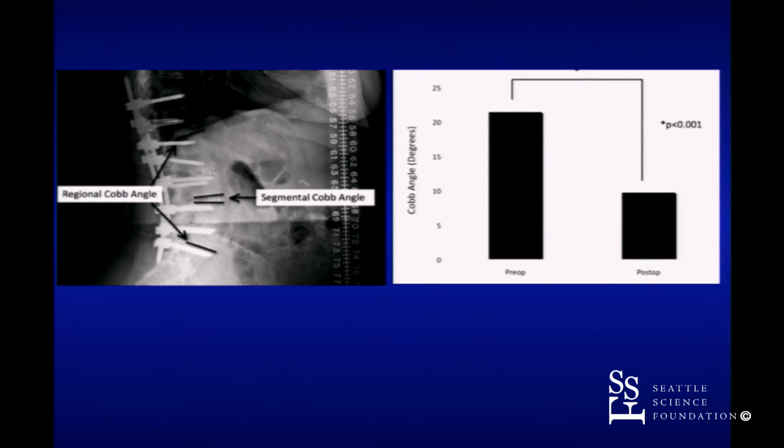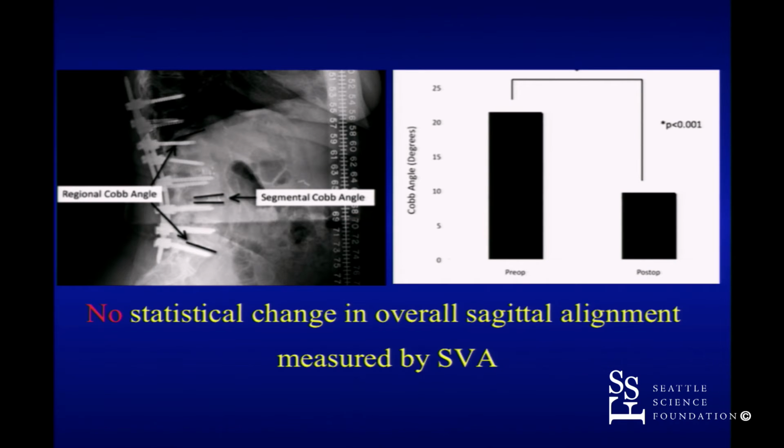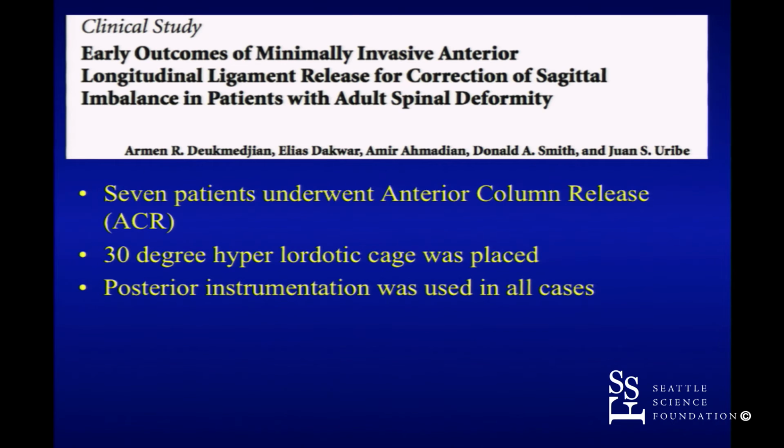This is just a picture showing you what their lumbar lordosis was. The lumbar lordosis was significantly improved. Thanks. So the lumbar lordosis was clinically improved, but there was no statistical change in the overall sagittal alignment measured by SVA. So they essentially showed that lateral interbodies did not help correct their overall sagittal alignment, even though it did correct their regional lordosis.